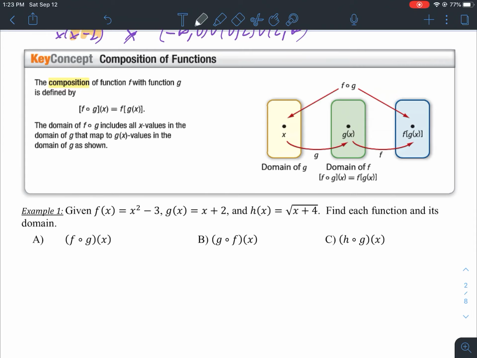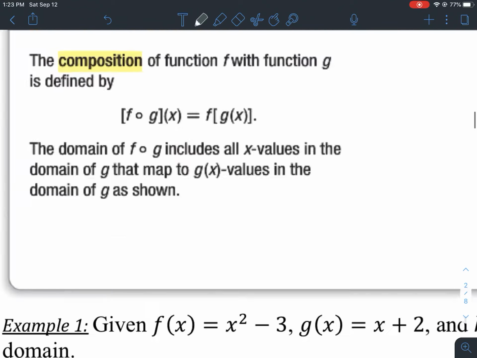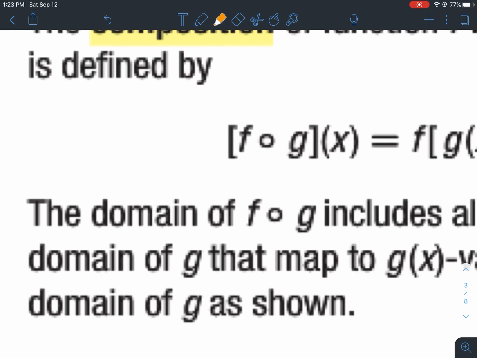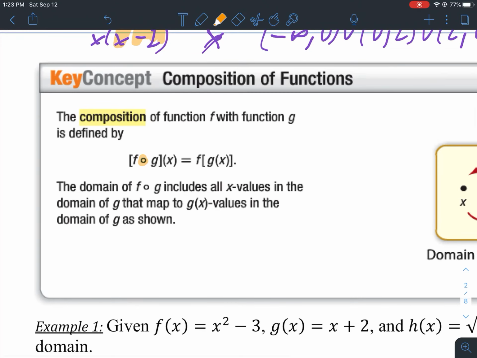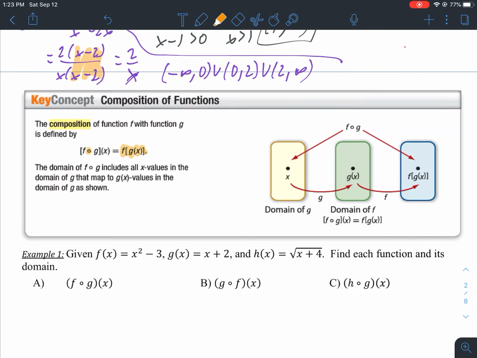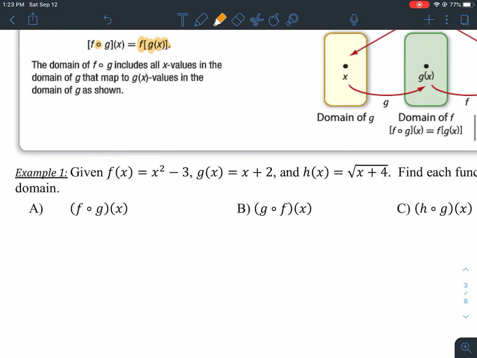All right, third slide here is the composition of functions. So this little circle right here does not mean times, it means composition. We read that as f of g of x. You could also write it like this, f of g of x. To do that, we take a full function and put it inside of x for the different function.